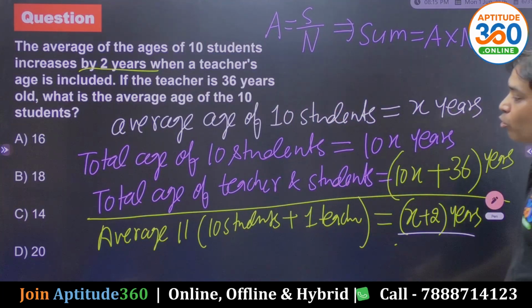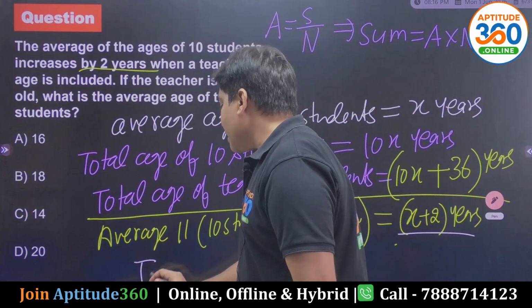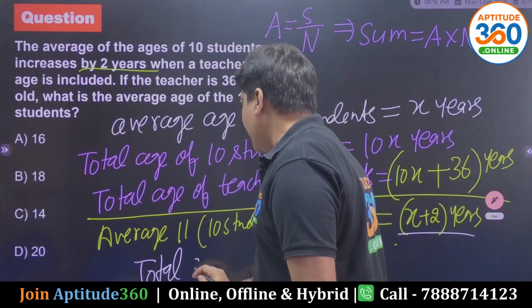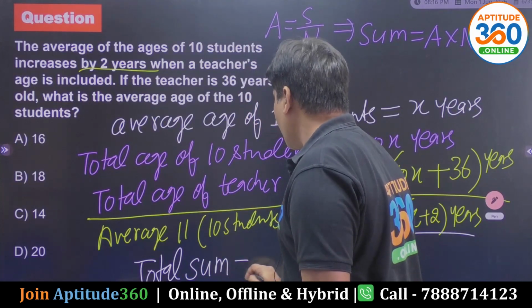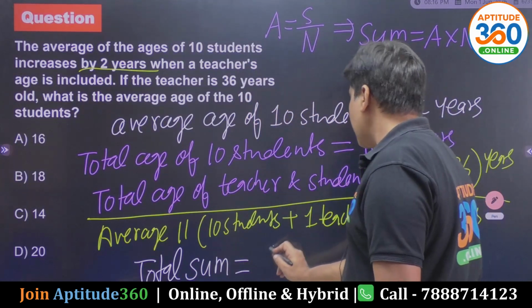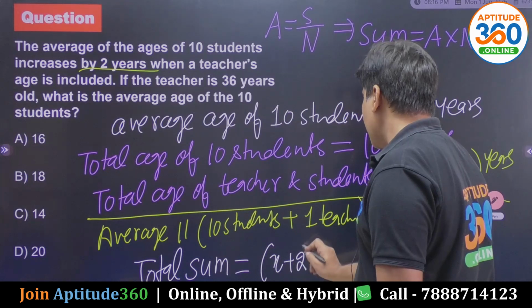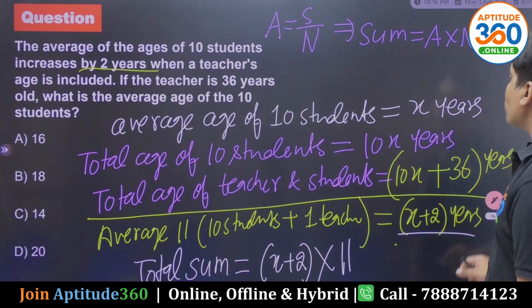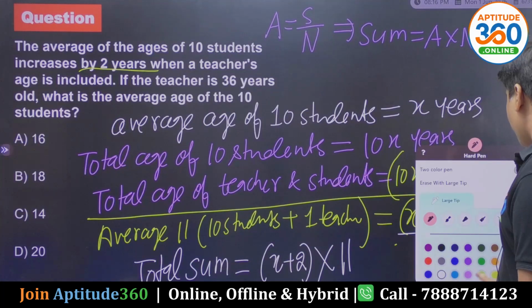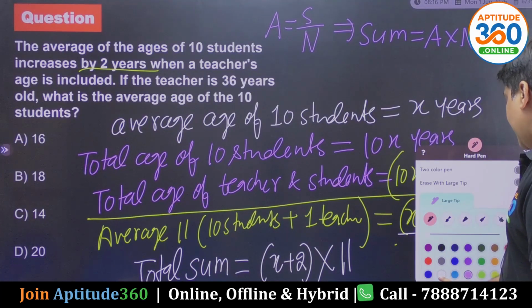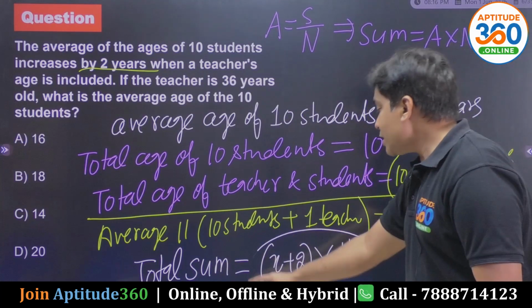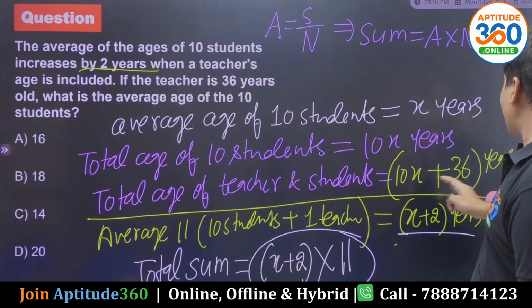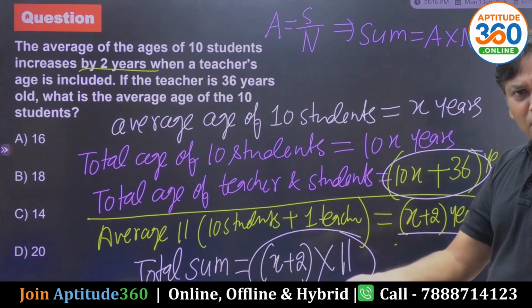What is going to be their total sum? What is that we are learning? Total sum should be equal to average into number. So x plus 2 years is the average into there are 11 people. So what are we learning here? We are learning very simply that this value and then this value, these two must be the same, isn't it?